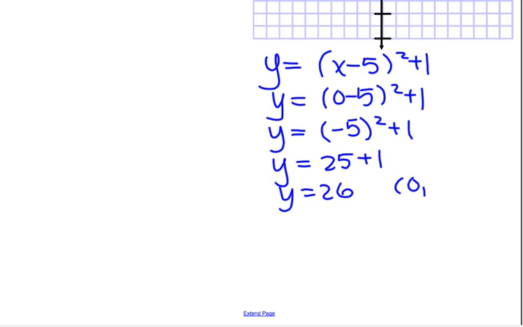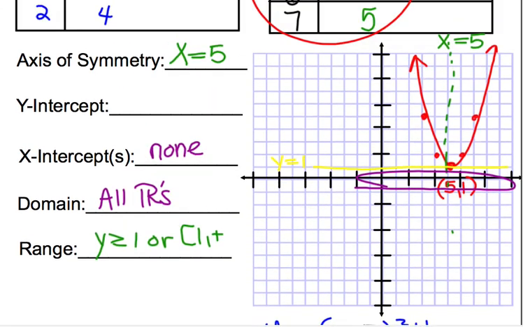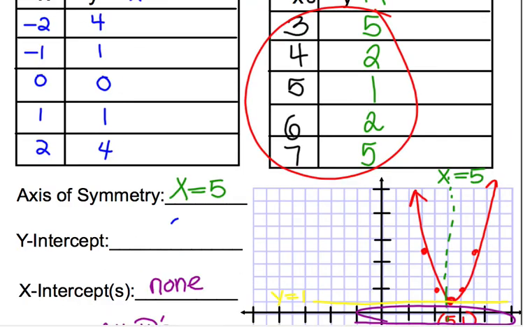So as a coordinate, we're over 0, up 26. So our y-intercept is way off the charts at over 0, up 26. And that's how you can use transformations, the rules, and graphing in vertex form.